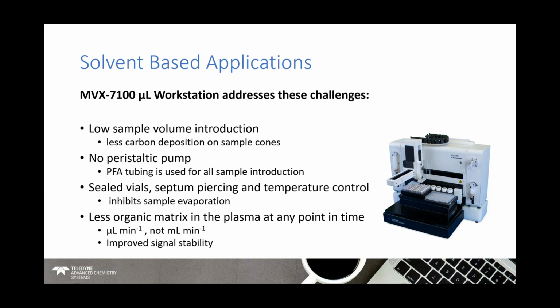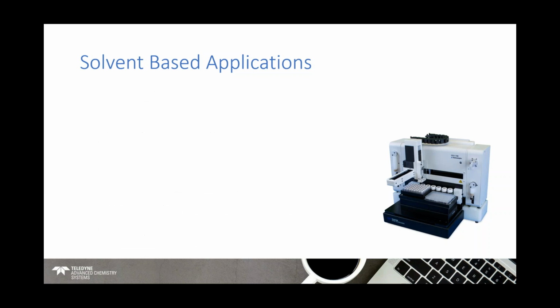And then less organic matrix being introduced to the plasma at any one time, so you do have an improvement in signal stability, an improvement in detection limits. In this case, you'd be looking at introducing at flow rates in the microliter per minute level rather than the milliliter per minute level. So there are considerable benefits in petrochemical analysis for this.